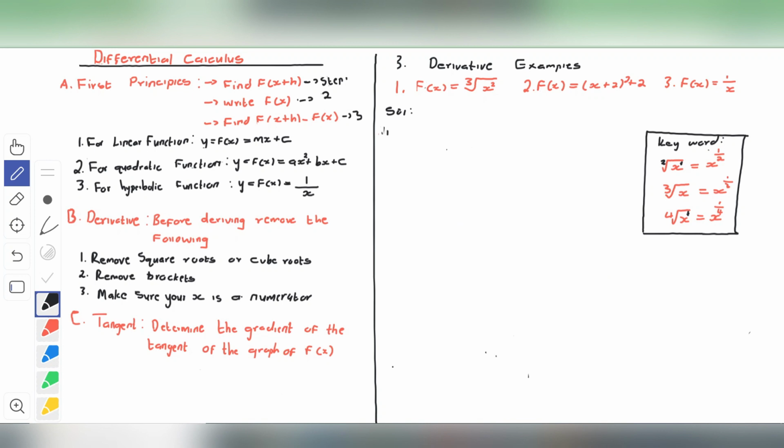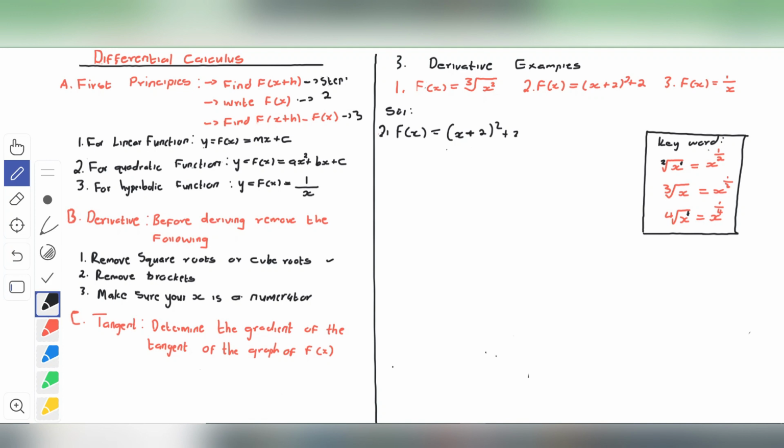Okay guys, now let's do example 2. Example 2 is f of x equals x plus 2, all squared, plus 2, right? So remember, before we derive, we need to check all those three things. Do we have the square roots or cube roots, or any roots there? No, we don't have the roots there. Therefore, we tick this one, meaning we're correct.